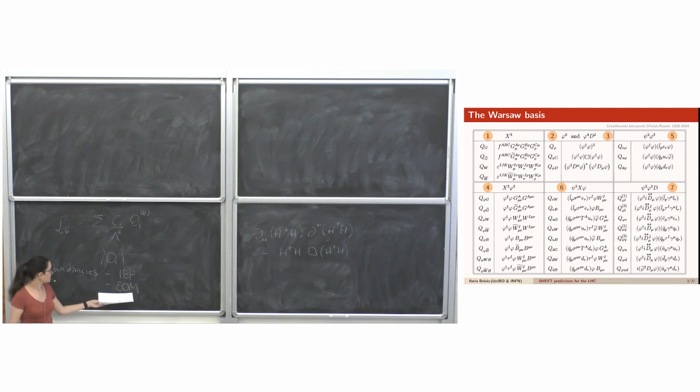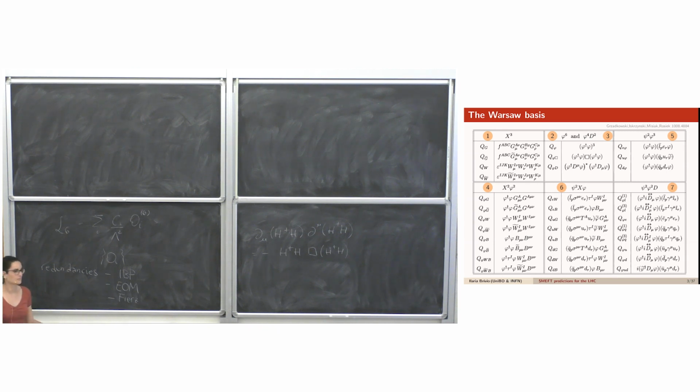Sometimes they are not considered redundancies when people do matching, for instance. We mentioned matching yesterday. When people do matching at one loop, there are some subtleties for which sometimes you really need to match on an off-shell basis, essentially. So this is not an enforced redundancy anymore, and then the basis is reduced eventually when one wants to do phenomenology again. And the third class of redundancies is Fierz equalities. This is something that is relevant for four-fermion operators.